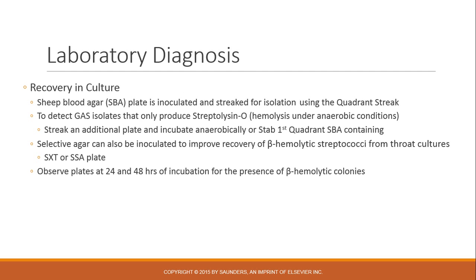Once you've collected the sample, of course, you want to put it on sheep blood agar. You might use some kind of selective agar like SSA plates that select for strep, right? Because there's going to be a lot of normal flora in that throat in addition to this group A strep.